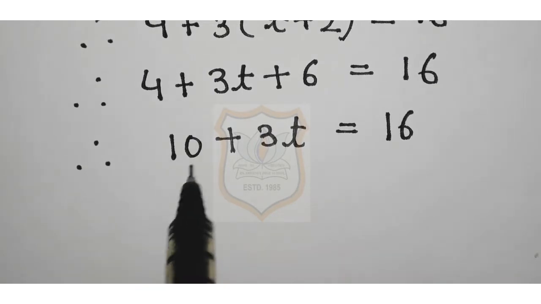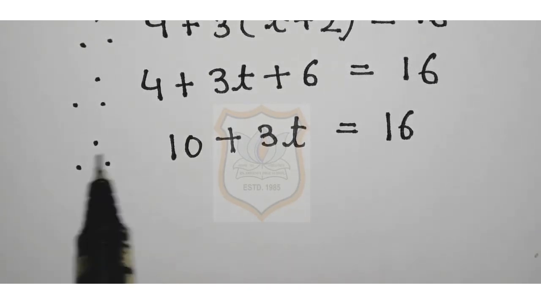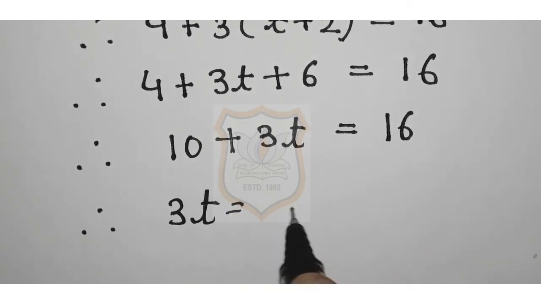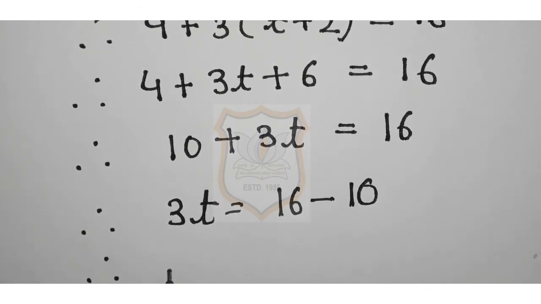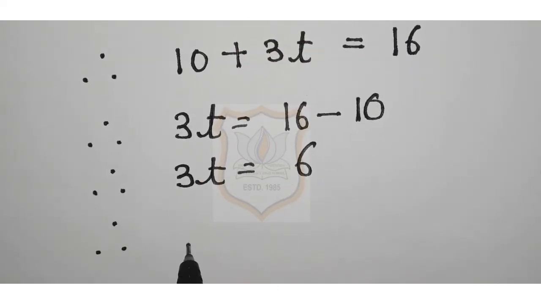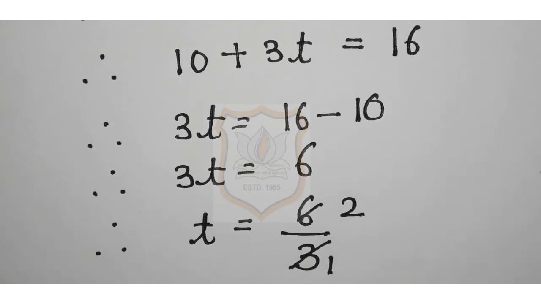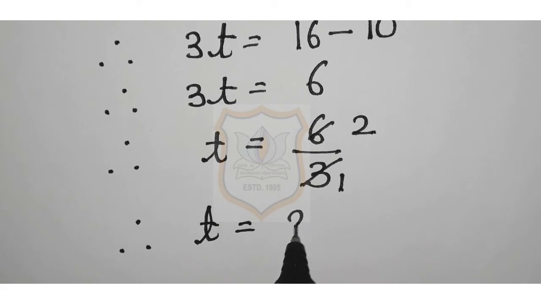Now this 10 will be transposed from left to right, and plus will be converted into minus. Therefore, 3t is equal to 16 minus 10. Therefore, 3t is equal to 6. Now we have to find out the value of t. The value of t is equal to 6 upon 3. 3 ones are 3, 3 twos are 6. Therefore, t is equal to 2.